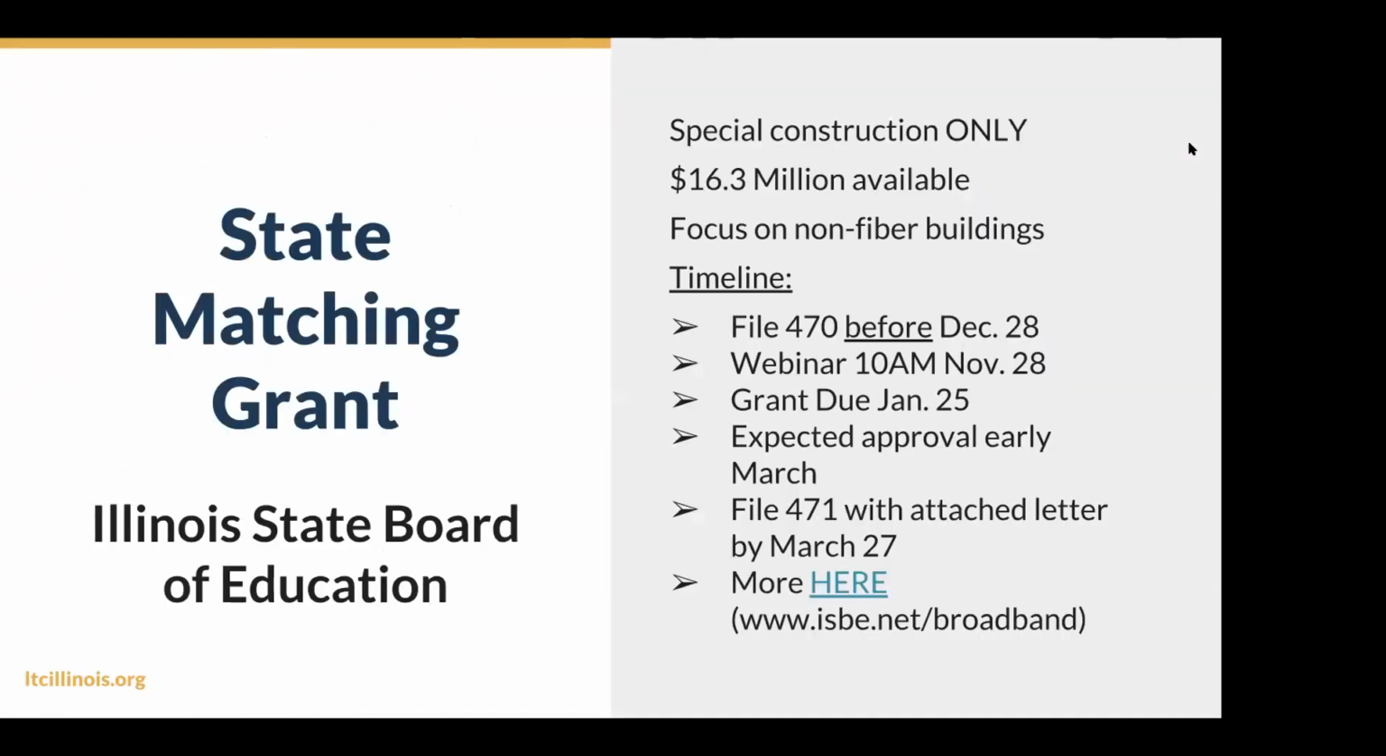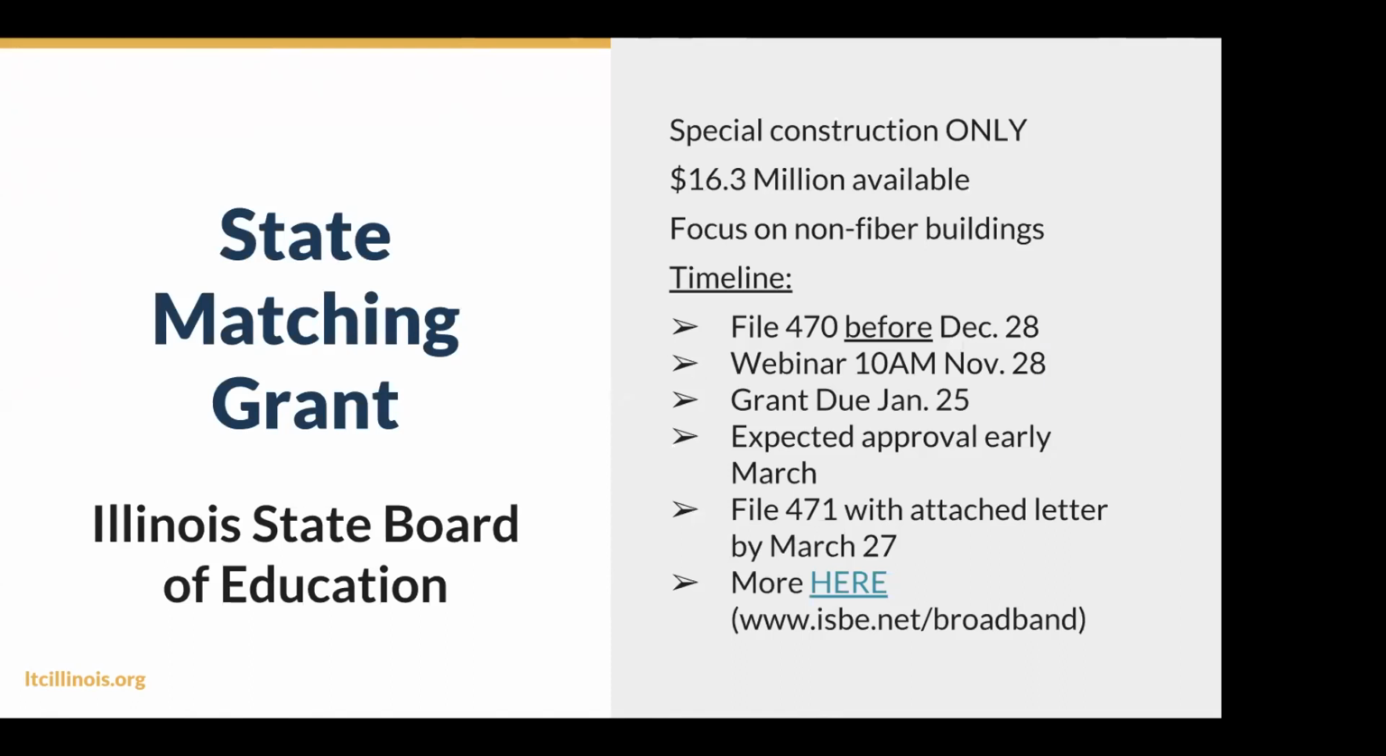Also, I would be remiss if I didn't touch on the state matching grant. The state matching grant is out there to help school districts who are putting in new fiber to their school districts. There is $16.3 million available in state funding to give out to school districts who do not currently have fiber and would like to build fiber out to their school districts, leveraging the ERate process.